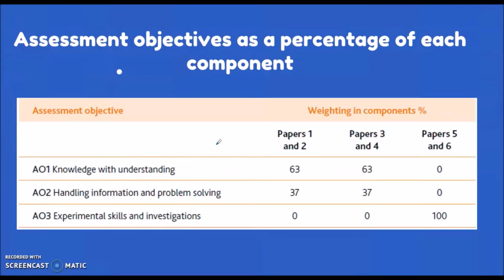So here we have how the AOs are distributed among the papers. Paper 1 and 2 are the MCQ papers. In these papers, 63% covers AO1, whereas the other 37% covers AO2. The same goes for paper 3 and paper 4, which are the structured papers. The distribution of assessment objectives is the same for paper 1, paper 2, paper 3, and paper 4. Whereas for paper 5 and paper 6, we're going to sit for paper 6, it is 100% testing experimental skills and investigation, which is AO3.